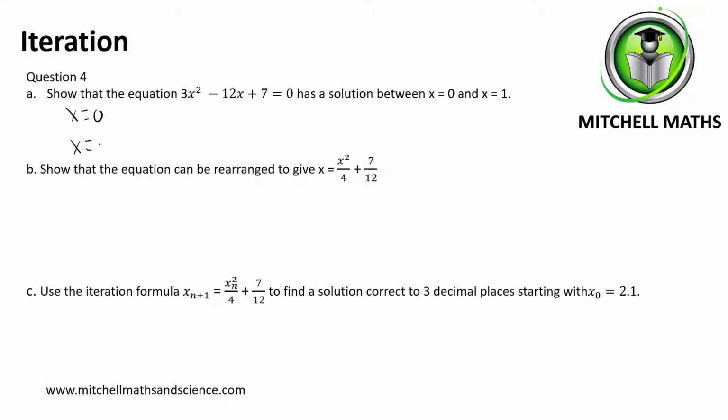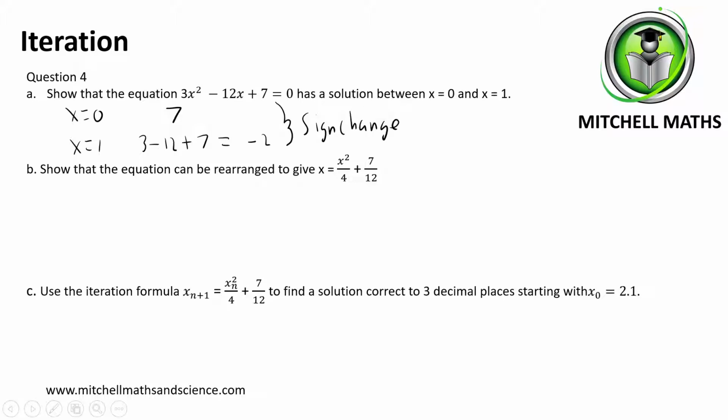So we just put those values in. Well, it's going to be just 7 if you put x equals 0 in, because 3 times 0 squared and 12 times 0 is 0. So that's going to be 7. And when you put x equals 1, it'll be 3 minus 12 plus 7, which is going to equal minus 2. 7 plus 3 is 10. 10 minus 12 is minus 2. And you can see that they're above and below 0. So there's a sign change.